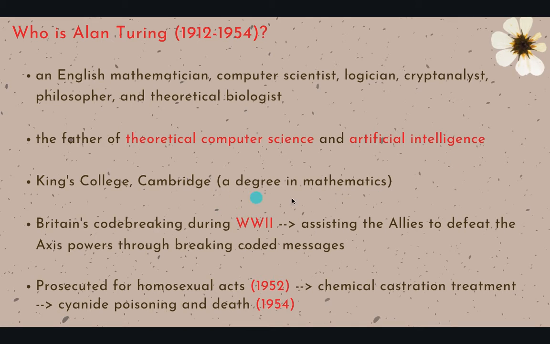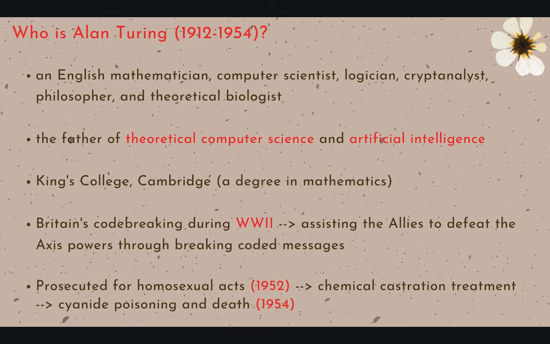Turing received a degree in mathematics from King's College, Cambridge University. During the Second World War, Turing was a significant figure for code breaking in the British government. He assisted the Allies to defeat the Axis powers through breaking coded messages, primarily from Germany.